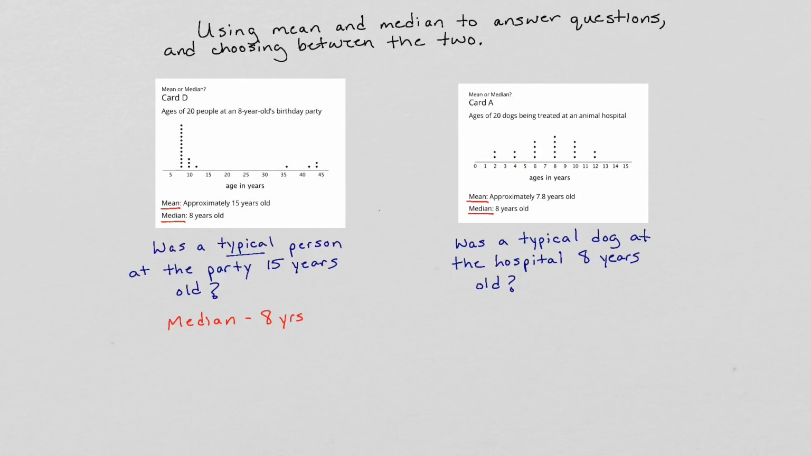So a typical dog at the hospital was 8 years old. Now we had a lot of variation here. We had different ages. But we could say that this is true, and in this case, we could really use the mean or the median, either one. And we could say, yes, a typical dog at the hospital was 8 years old.